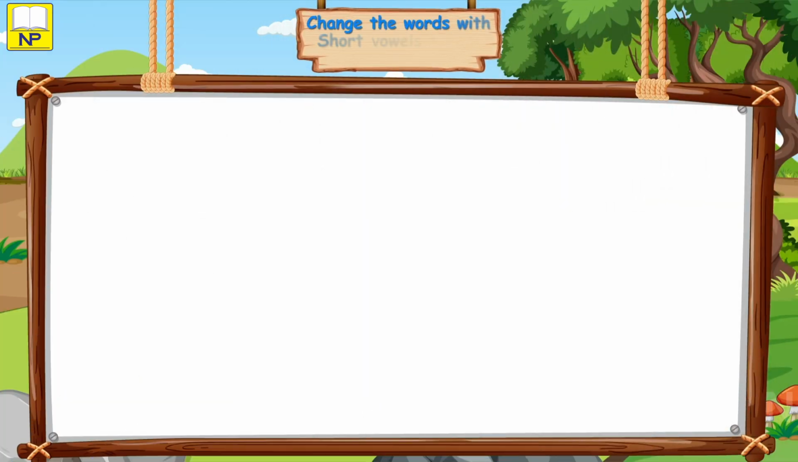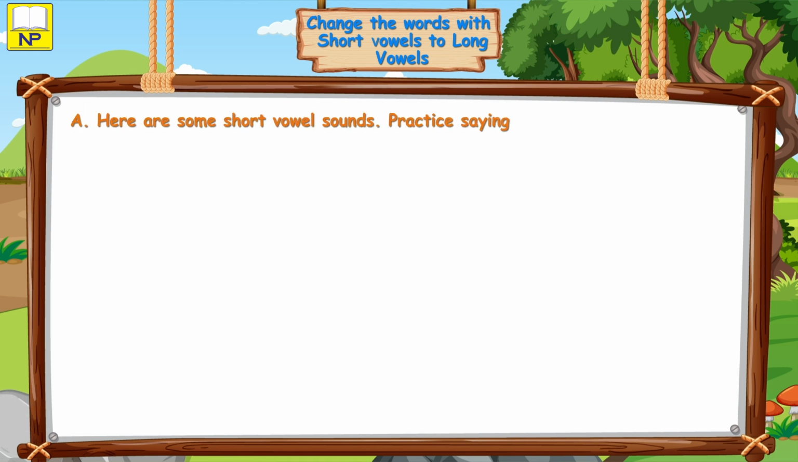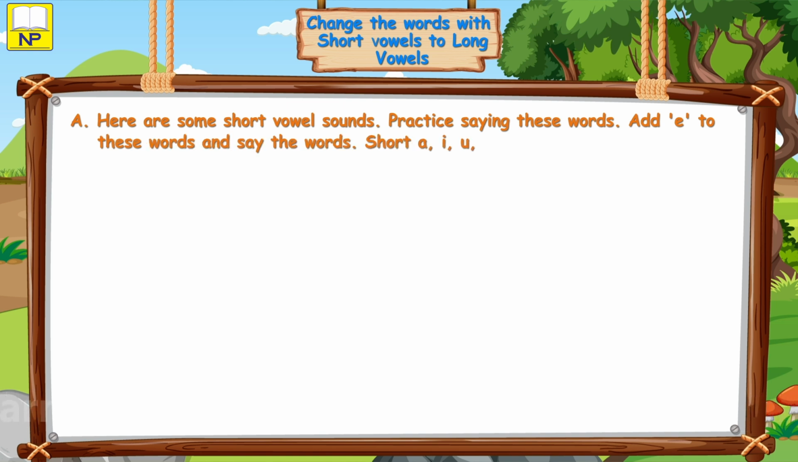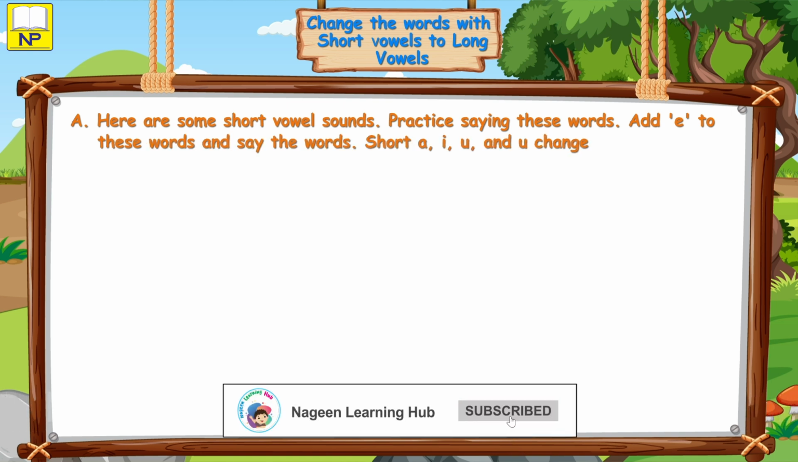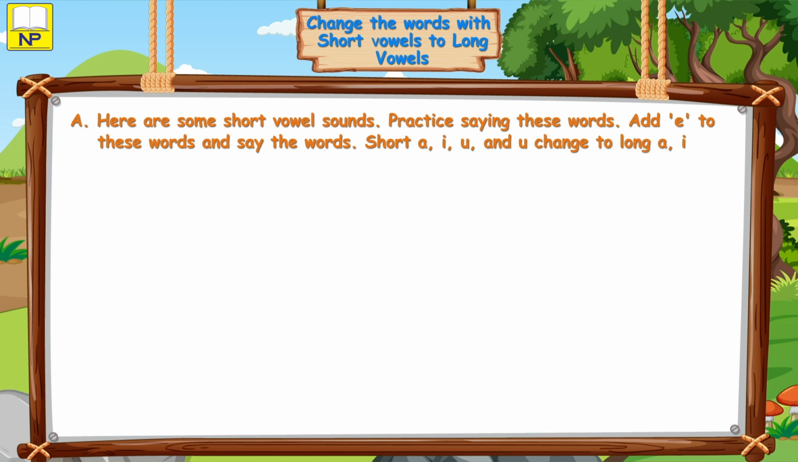Change the words with short vowels to long vowels. Here are some short vowel sounds. Practice saying these words. Add E to these words and say the words. Short A, I, O and U changes to long A, I, O and U when you add E at the end of the words.